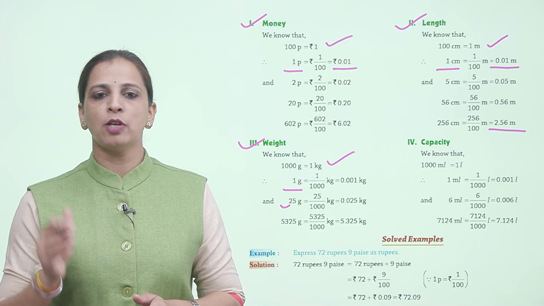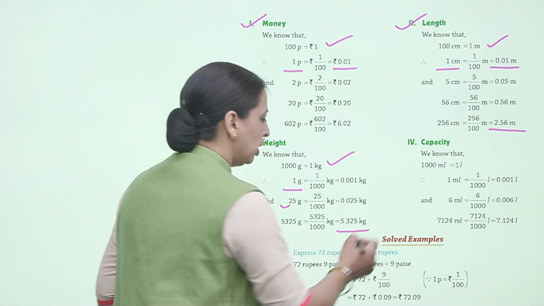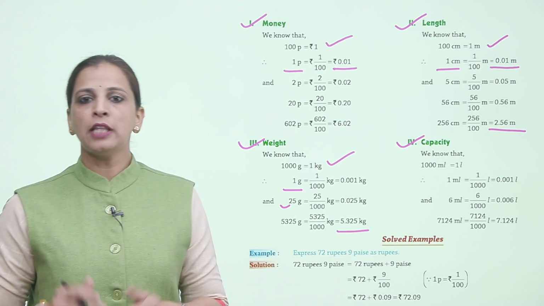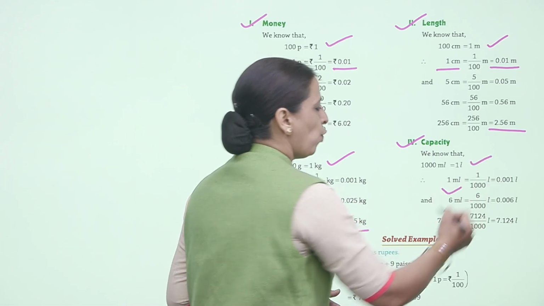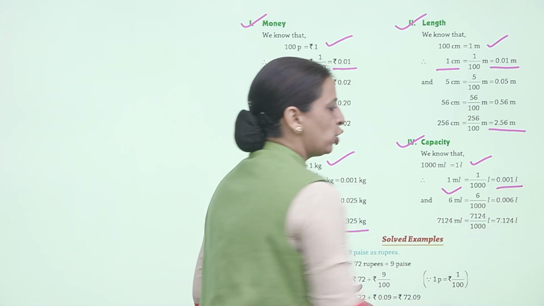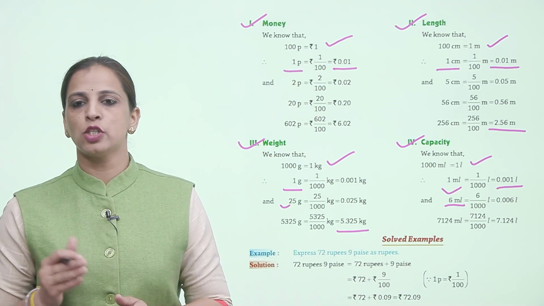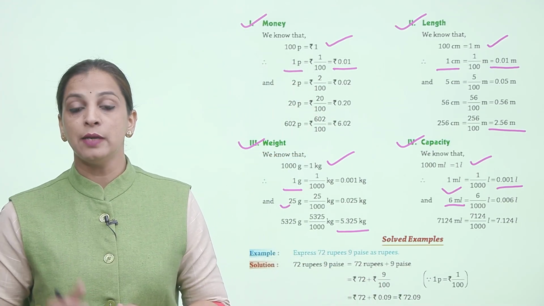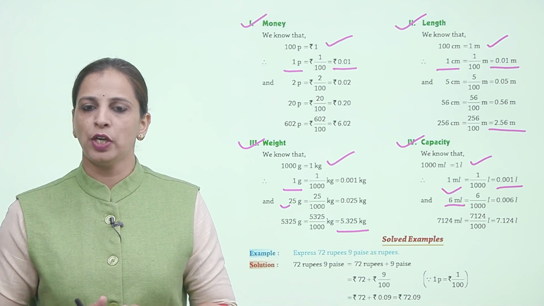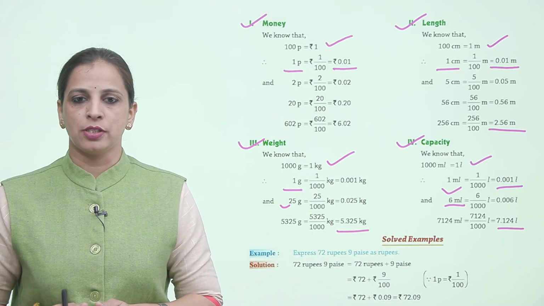5325 gram is equal to 5325 upon 1000 kilogram, that is equal to 5.325 kilogram. Now capacity. We know that 1000 milliliter is equal to 1 liter. So 1 milliliter is equal to 1 upon 1000 liter, that is equal to 0.001 liter. And 6 milliliter is equal to 6 upon 1000 liter, which is 0.006 liter. 7124 milliliter is equal to 7124 upon 1000 liter, which is 7.124 liters.